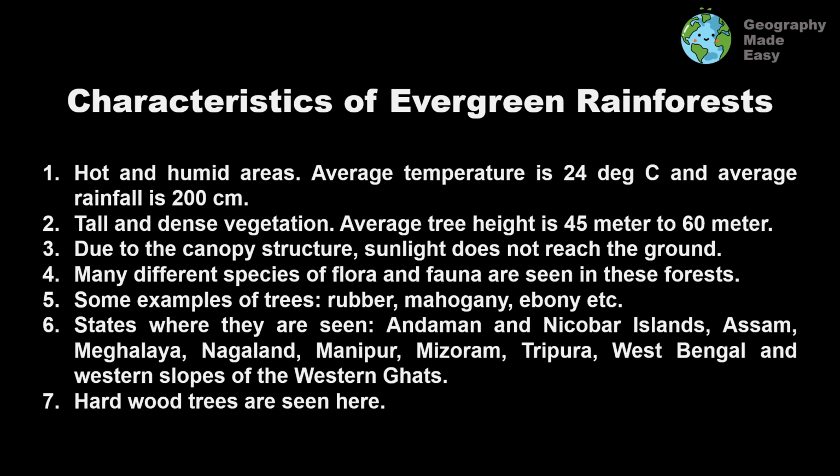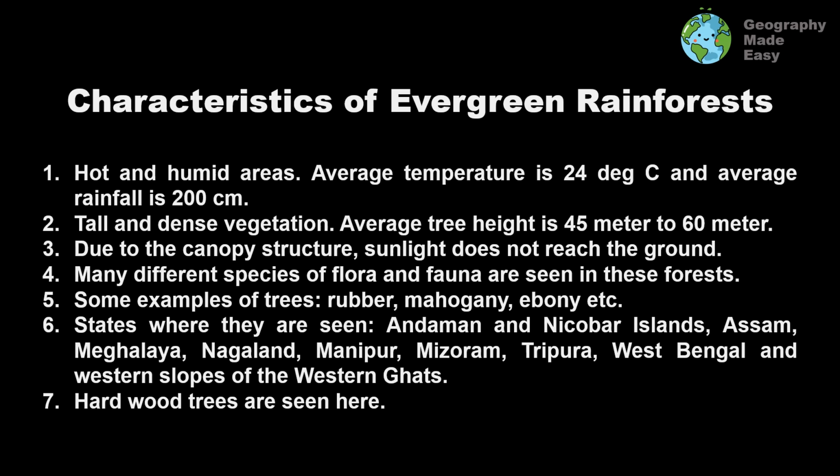The vegetation is very tall and dense, where the average height of the trees is between 45 meters to 60 meters. This kind of vegetation is seen around the equatorial regions in other parts of the world. Forests like the Amazon or the Central African forests to some extent correspond to the evergreen rainforest types.